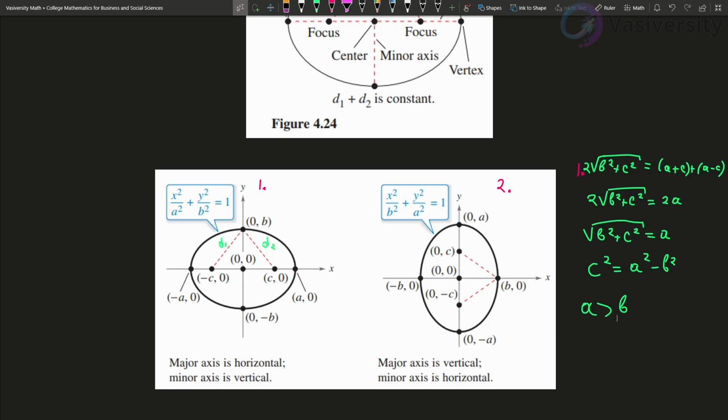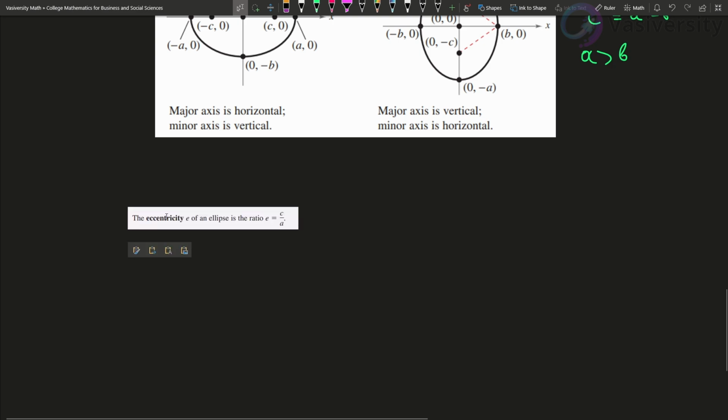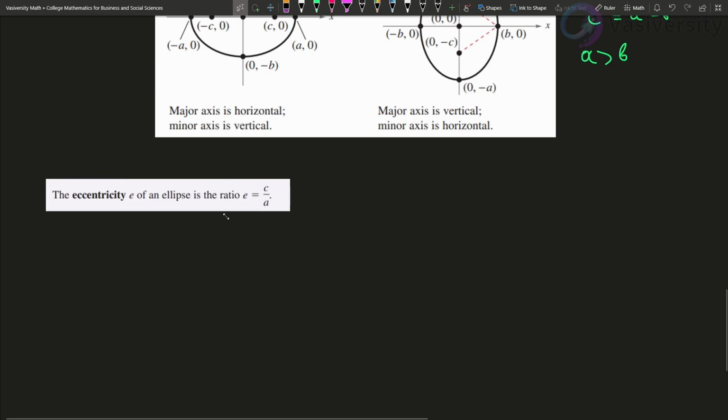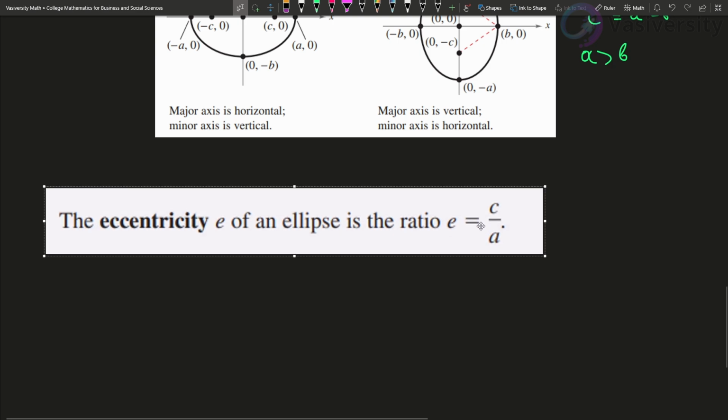What's the difference between a circle and an ellipse? It is essentially that stretchness, quote unquote. Also, we call it the ovalness of the ellipse. In mathematical terms, we call it eccentricity. So the eccentricity, e, of an ellipse is the ratio of the value c over a.